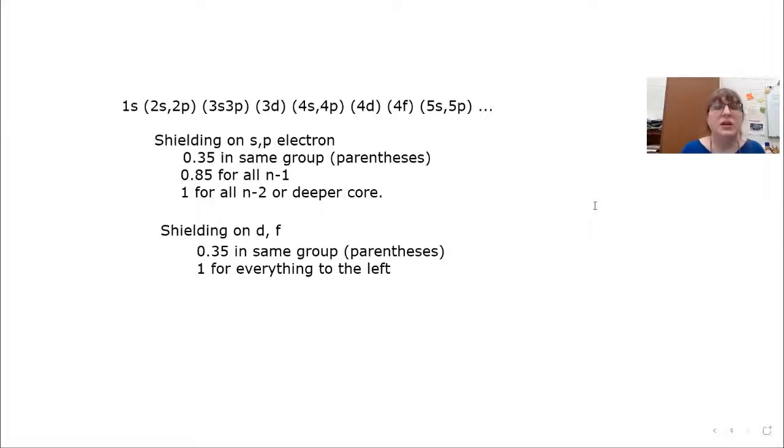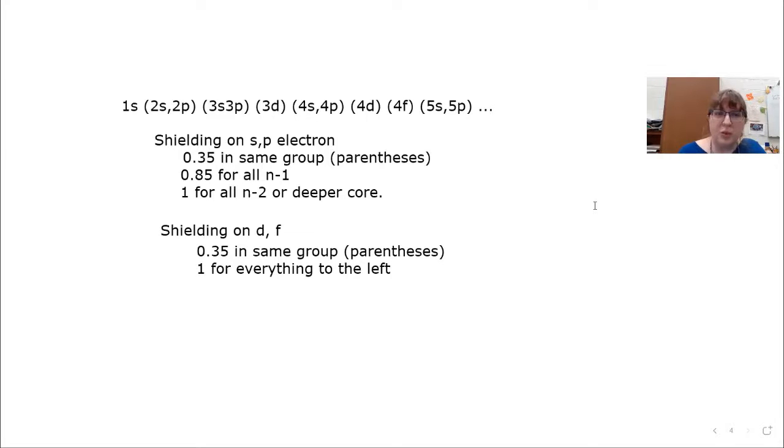Okay, I wanted to start by clarifying something that we were going over just at the end of class, and I kind of rushed through it, so I didn't quite say it the way that I should have said it. So if we look at the shielding on an s or p electron, remember this is the one where we're saying how much shielding does this particular electron get.